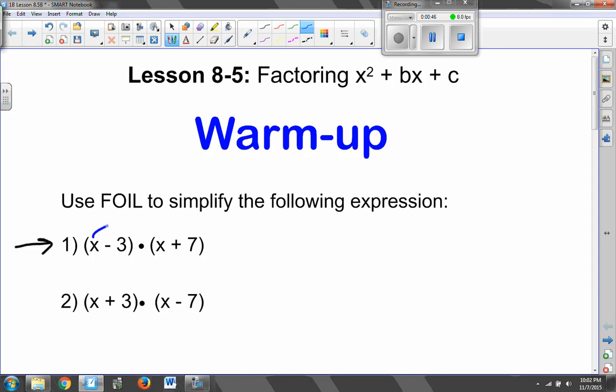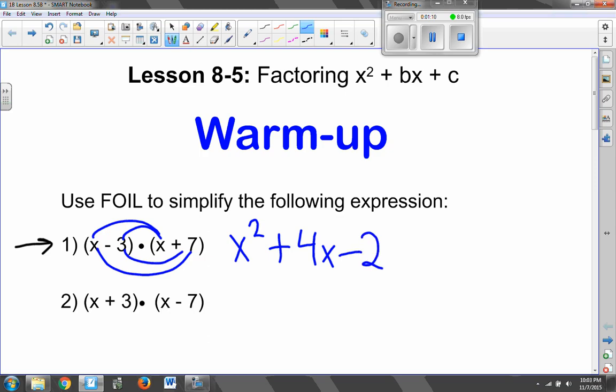Okay, when we FOIL the first problem, our firsts are x times x, which gives us x squared. Outside is x times plus 7. Inside is x times minus 3. That gives me a total of plus 4x, from plus 7x minus 3x. And my last, negative 3 times positive 7 gives me a negative 21. Okay?